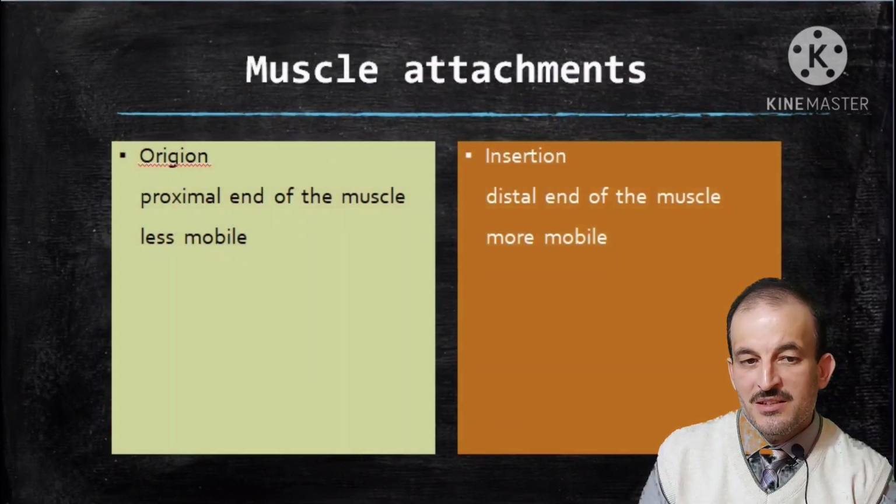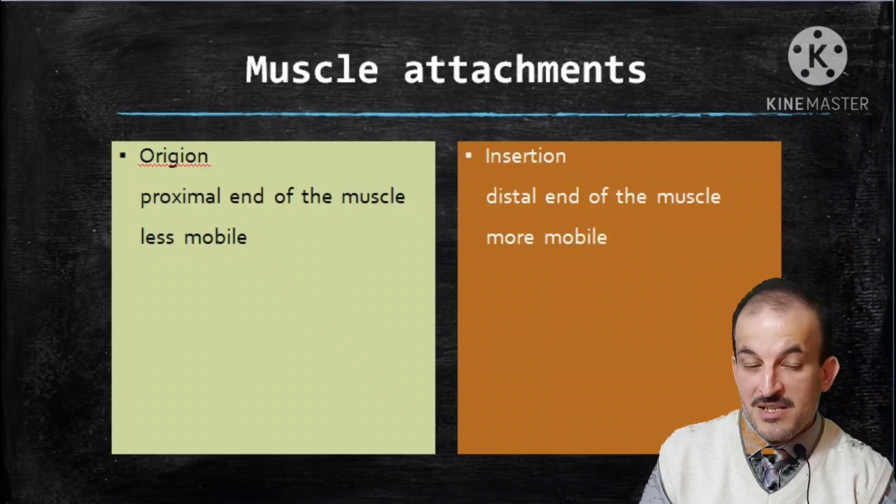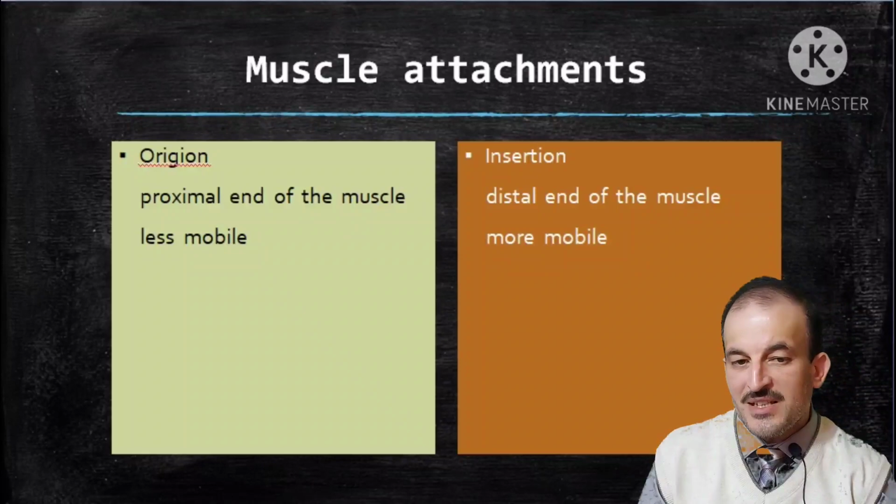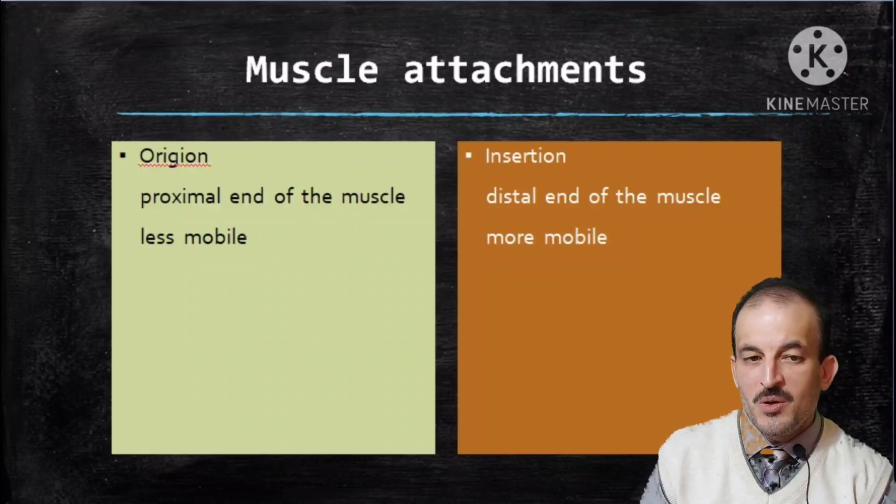Muscle attachment, the origin. Muscles are usually attached at two points to the skeleton of the human body. The first attachment point is called the origin, which is the proximal end of the muscle, which is less mobile, while the distal end of the muscle is called the insertion, and it is more mobile.